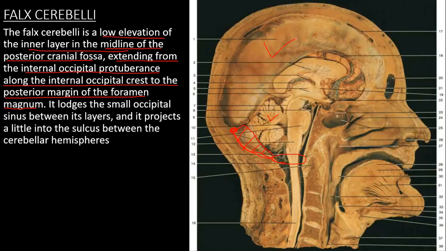Here you can see your falx cerebri, okay? And along this border here, that is where you have your inferior sagittal sinus, but here you have your superior sagittal sinus. Then here they have cut the tentorium. It cannot be seen in this view.